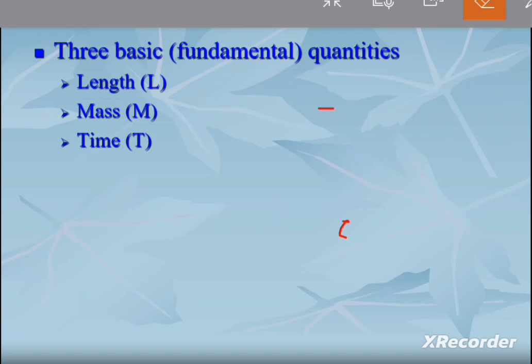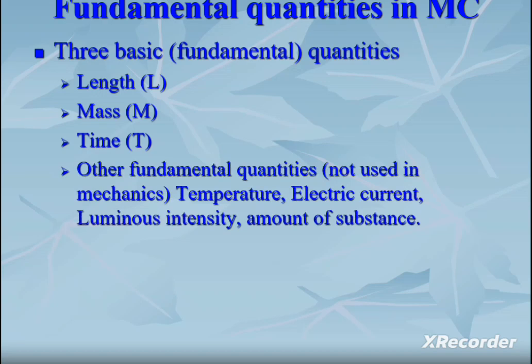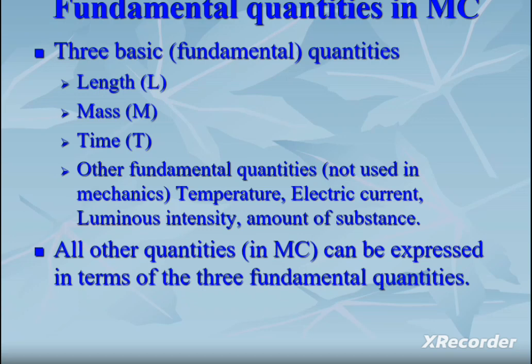So we need to know these fundamental quantities in mechanics. Other fundamental quantities not used in mechanics are temperature, electric current, luminous intensity, and amount of substance. These are not used in mechanics. All other quantities in mechanics can be expressed in terms of the three fundamental quantities.